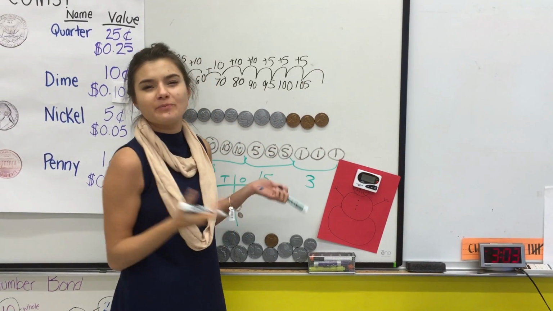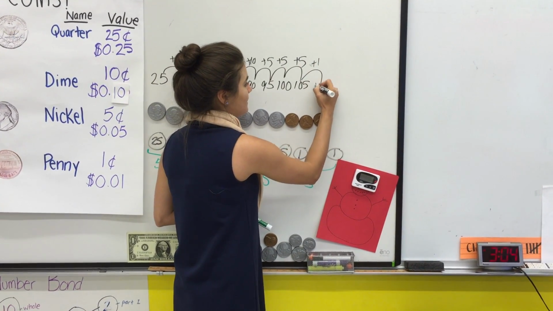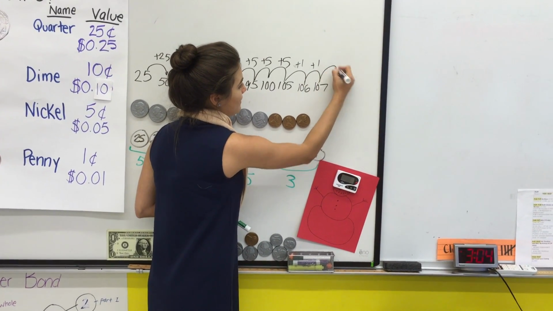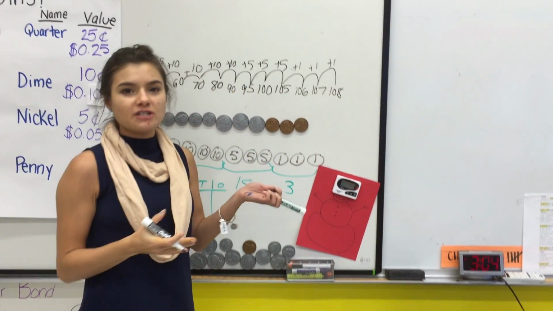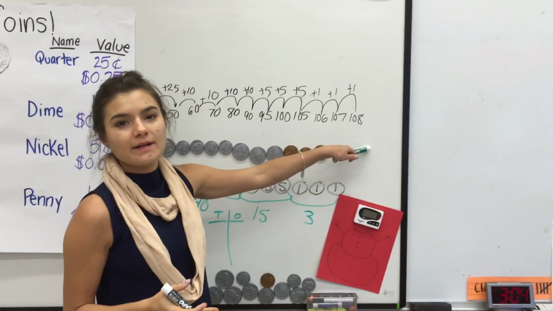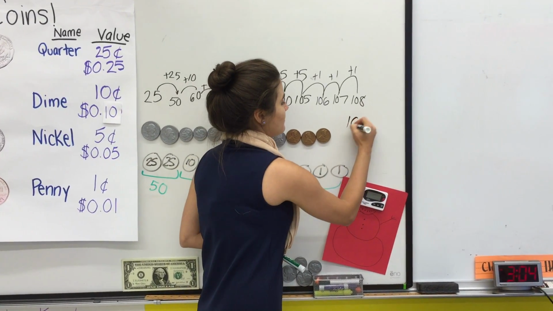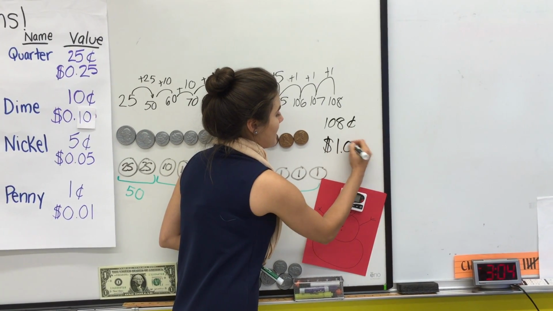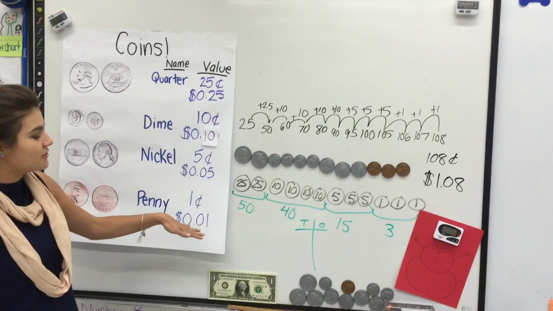So they can either do 1 jump of 3, because at this point they can do that out their head, or they can do 3 jumps of 1, 106, 107, 108, and then eventually students are going to be working with coins that have a value over $1. So they would either be writing this 108 cents, or we're going to be pushing them to write that as $1.08.